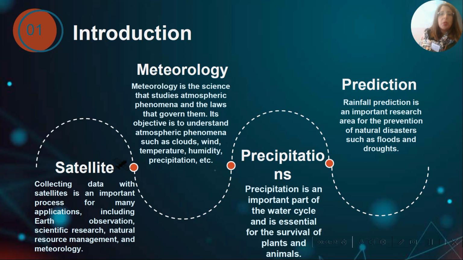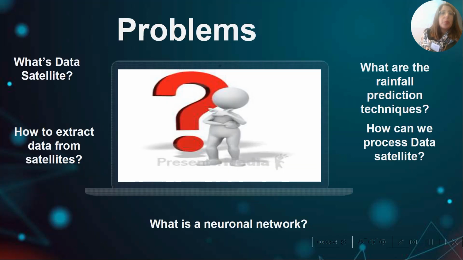The third word is precipitation. Precipitation is an important part of the water cycle and it is essential for the survival of plants and animals. And the last word is prediction. Rainfall prediction is an important research area for the prevention of natural disasters such as floods and droughts. So we have problems. We have to answer questions like: what is satellite data, how to extract data from satellites, what are the rainfall prediction techniques, how can we process satellite data, etc.